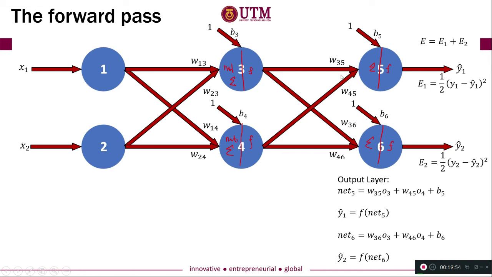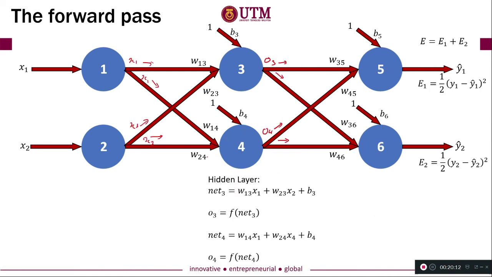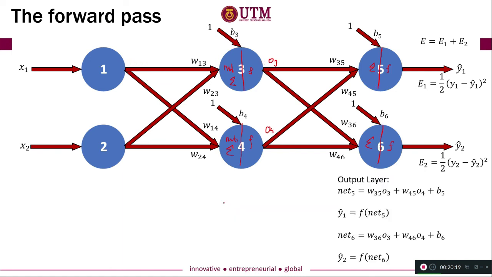5 is W35 multiplied with O3. Remember this is still O3 there, and this is O4. So that's why you develop this one. You can see that first we compute this stage, the hidden layer expression, then we compute the output layer expression. So you can see that the process goes in that direction. That's why they call it a forward pass.